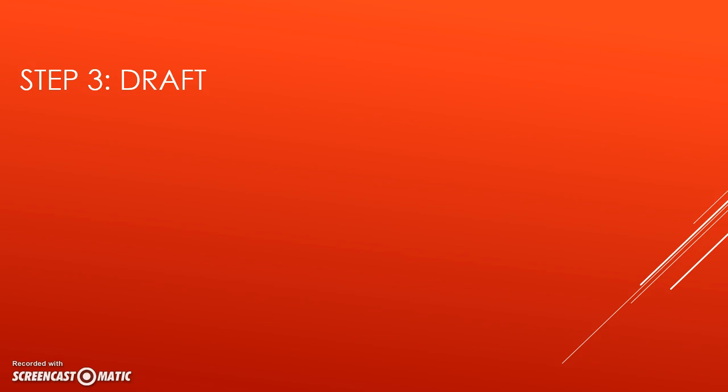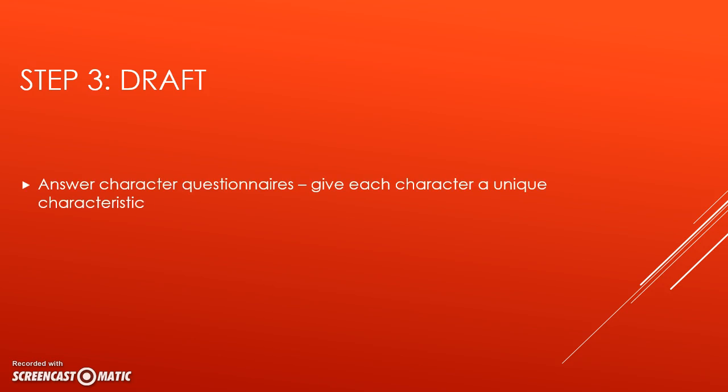The third step is to start drafting your story. One of the things you can do before you start actually writing part of the story is to answer character questionnaires. Once you have a good idea of where your story is going, you can decide some of the characteristics of your characters. These do not have to be ones that ever show up in your story, but it's kind of nice to know what your character's favorite food is, for example. It makes them a well-rounded person.